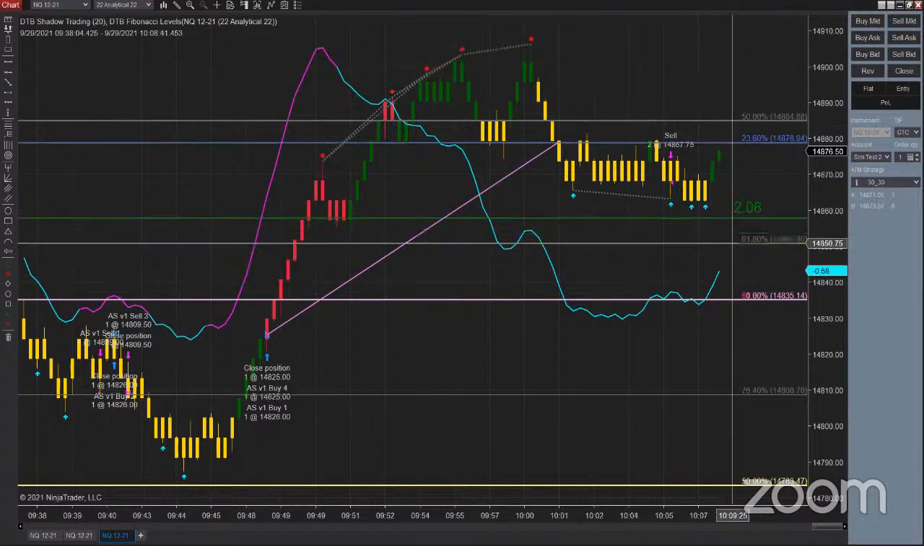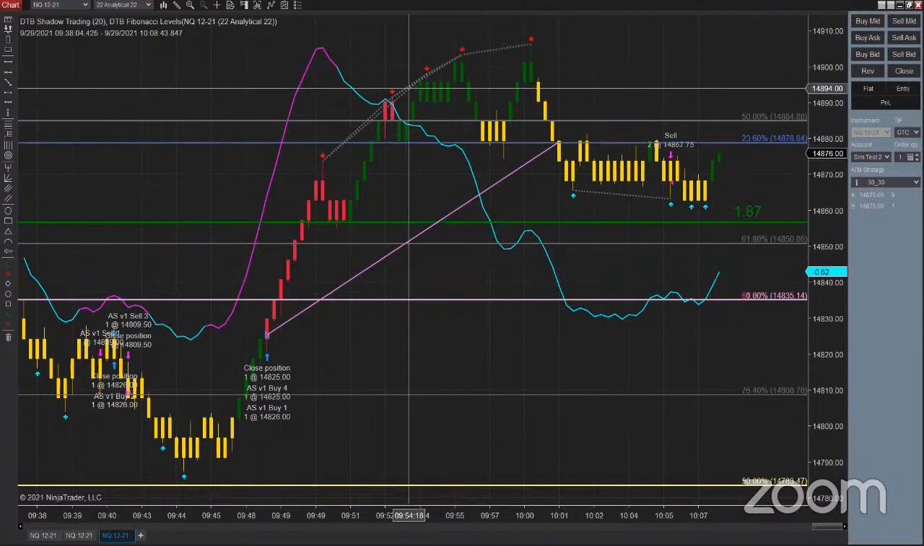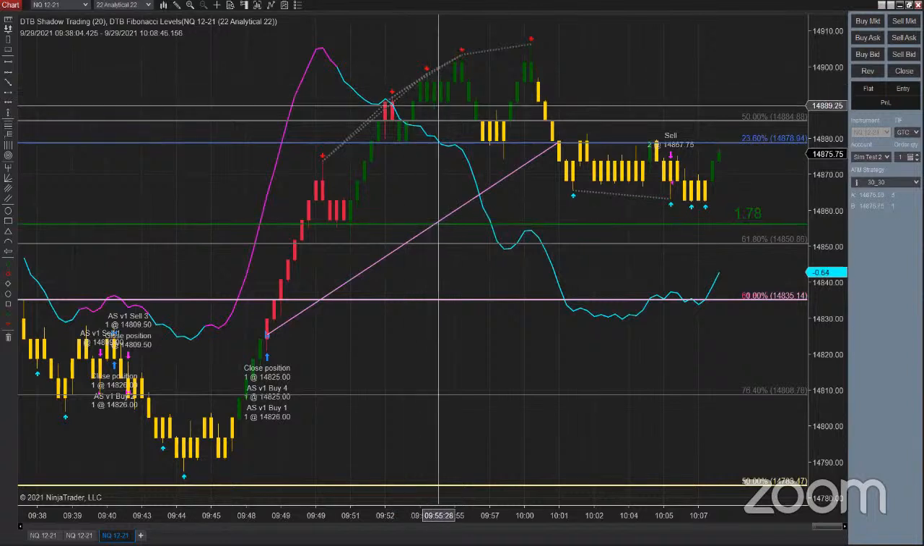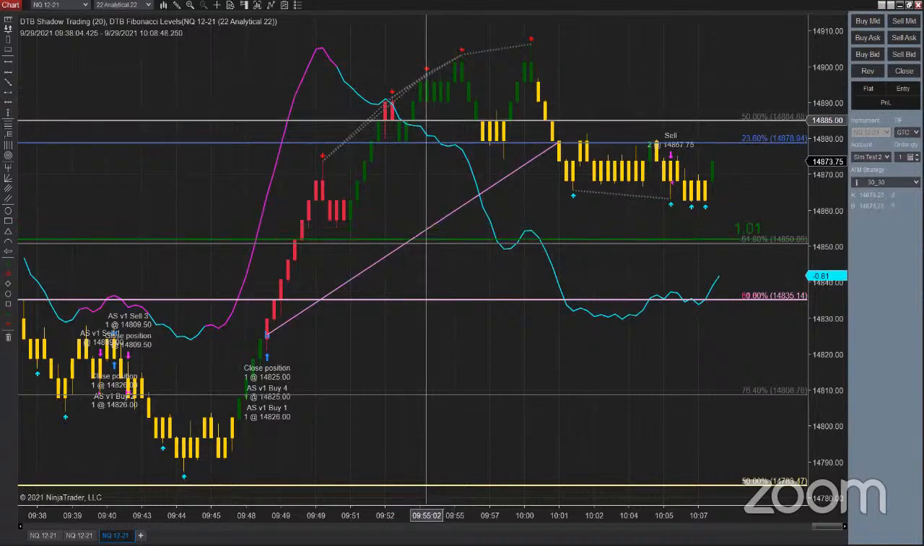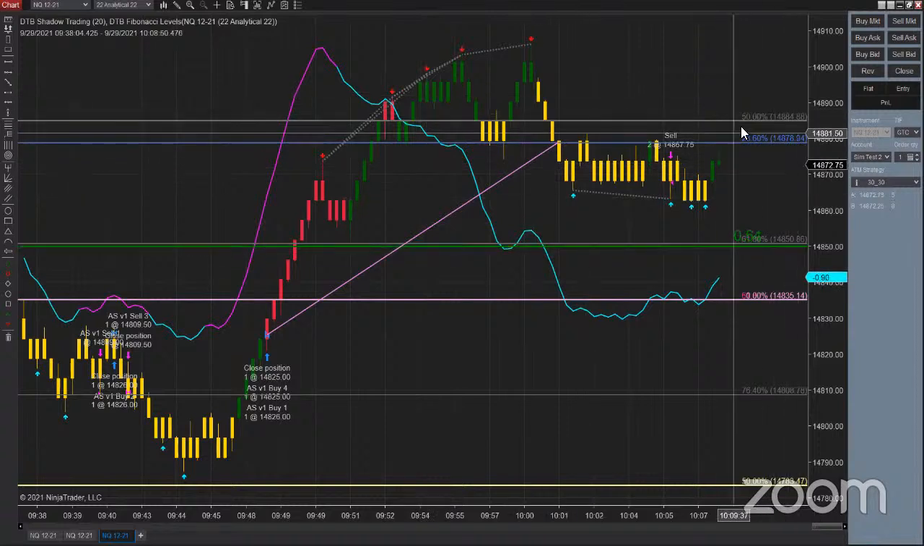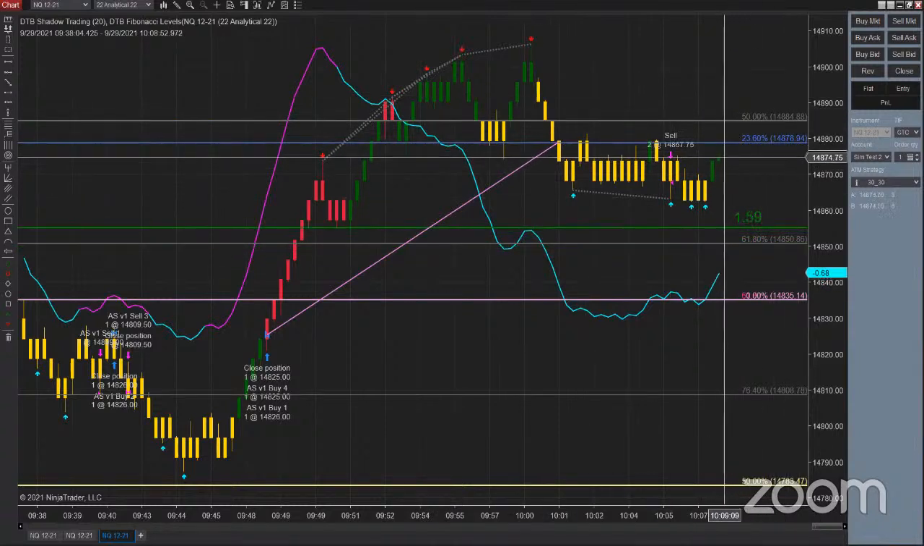Again, we're at the 23.6 Fibonacci level. So if you were watching this and thinking of entering a long, I probably wouldn't be entering a long anyway with the momentum line where it is.